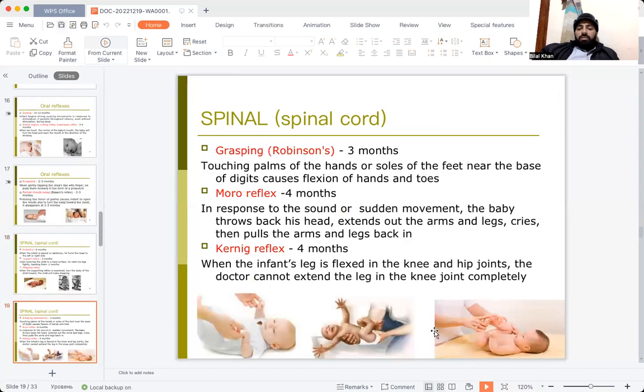Grasping is what we can say is the Robinson reflex. In 3 months, it occurs by touching the palm of the hand or sole of the feet near the base of the digits, which causes flexion of the hand and toes.